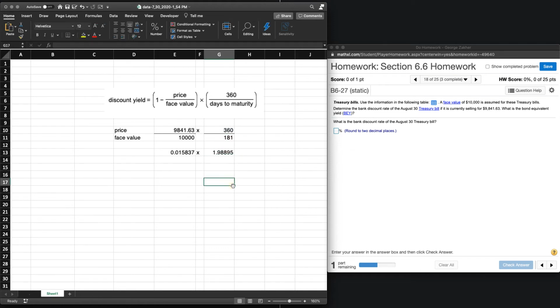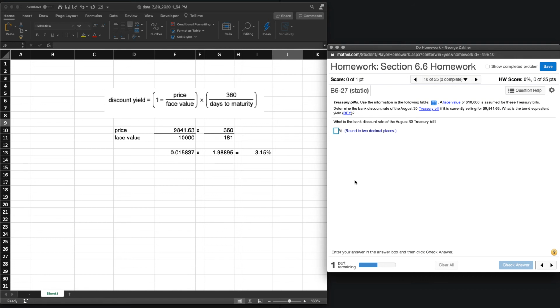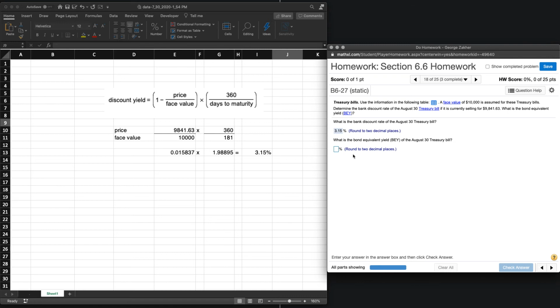So when we actually multiply that, and again I'll try and make it look like we're doing math, we get our discount yield. So in this case, we're looking for a percentage, and we want it to 2 decimal places. So let's plug that in. Okay. So next step is figuring out the bond yield equivalent. And again, we're still looking at August 30th, which is good because we can use this number when we look at our second equation.